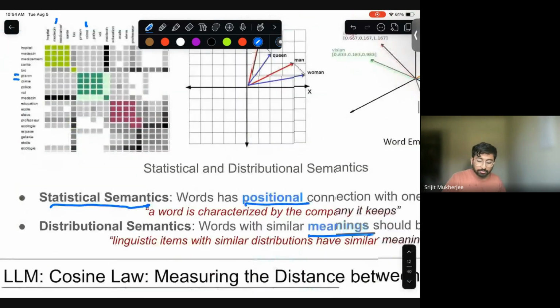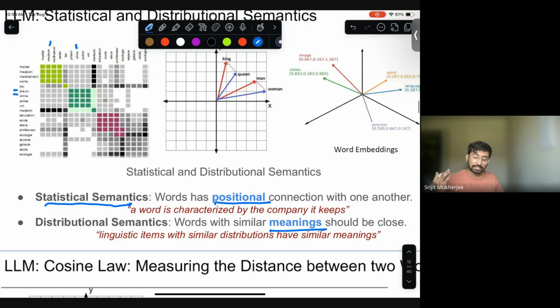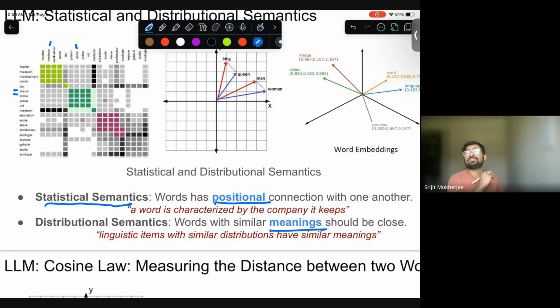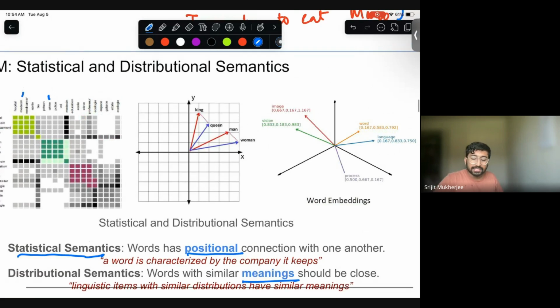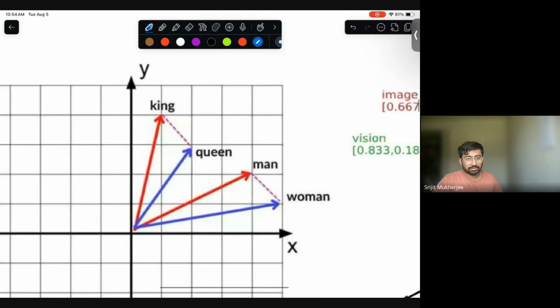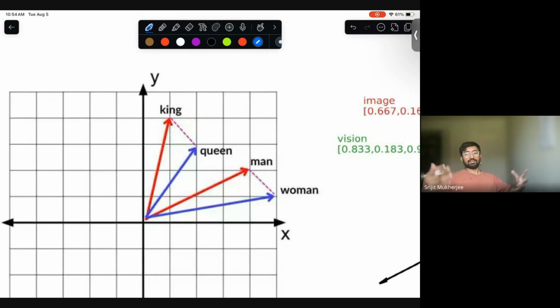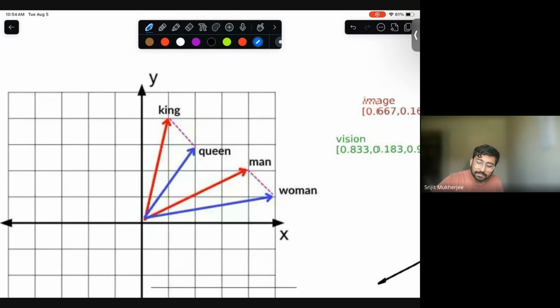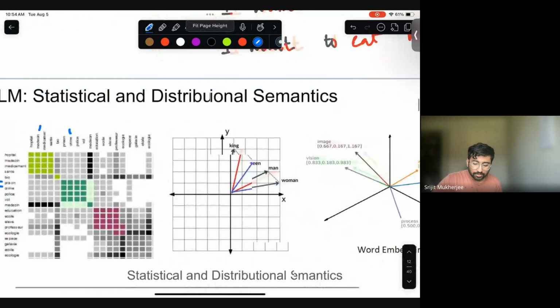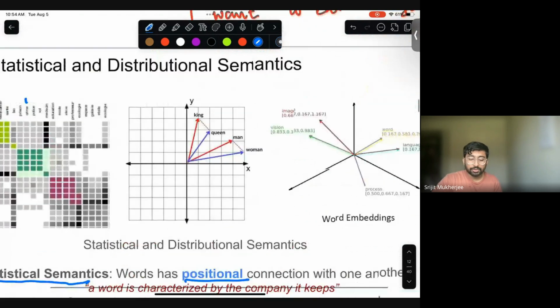But there's also an extension, distributional semantics. That is the meaning. So what does it mean? And this is not captured by position always. This should come up naturally. Okay, you can say that.